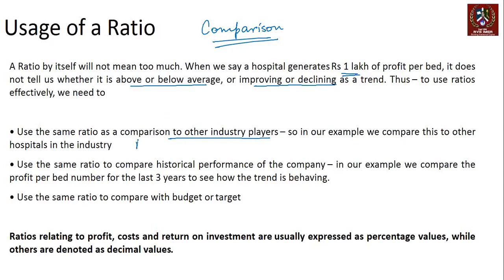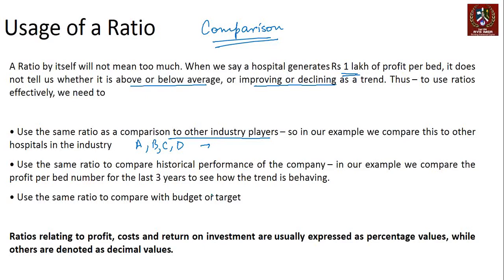So if there are hospitals A, B, C, and D, or in the context of India, if you have Apollo, Fortis, Wockhardt, and other hospitals, you try and calculate profit per bed for each of these hospitals, and then compare. Then you get a sense of whether it is better than the peers, worse than the peers, doing better than the average of the industry or not, right?